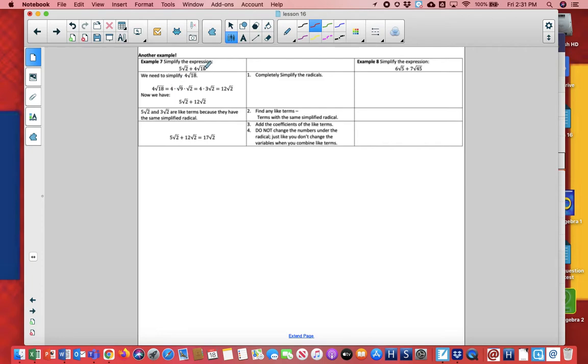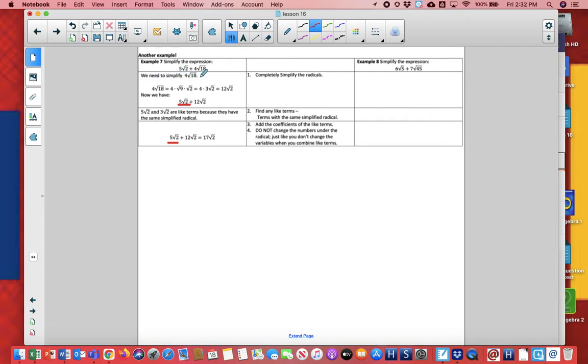Okay, so now let's look at it when they are different radicands, but we can do something. So here you see 5 square root of 2 plus 4 square root of 18. Well, 5 square root of 2 can't break down any further because square root of 2 is the simplest square root we could have. No perfect squares will divide into 2. So that's just going to stay as 5 square root of 2 the entire time. So then we see the 4 square root of 18. We need to simplify that.